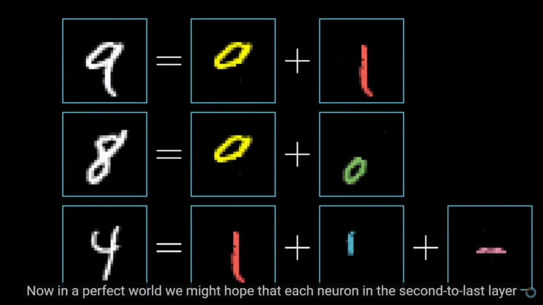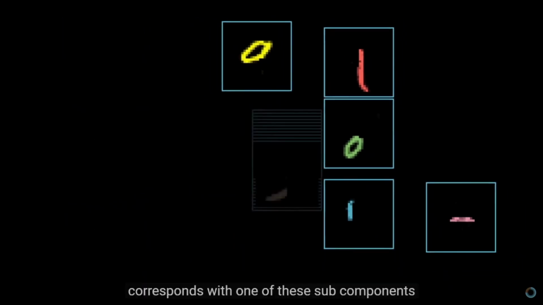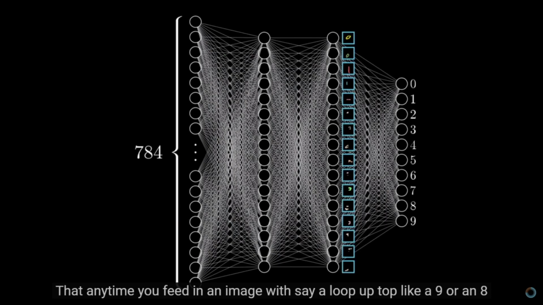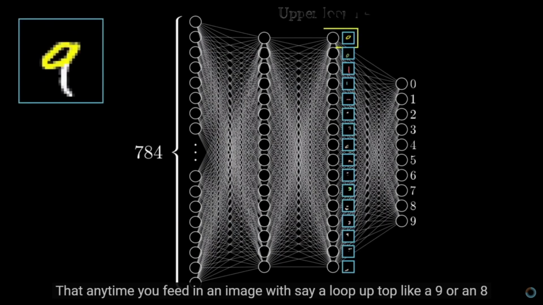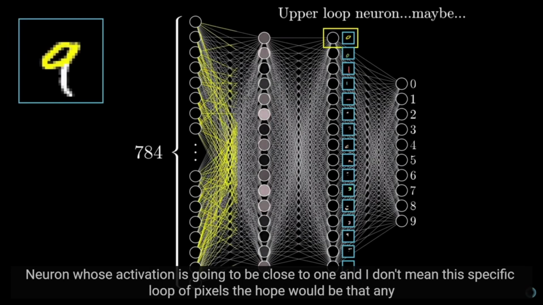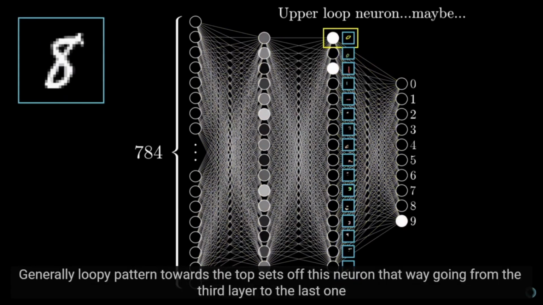Now in a perfect world, we might hope that each neuron in the second to last layer corresponds with one of these subcomponents. That anytime you feed in an image with, say, a loop up top, like a 9 or an 8, there's some specific neuron whose activation is going to be close to 1. And I don't mean this specific loop of pixels, the hope would be that any generally loopy pattern towards the top sets off this neuron.